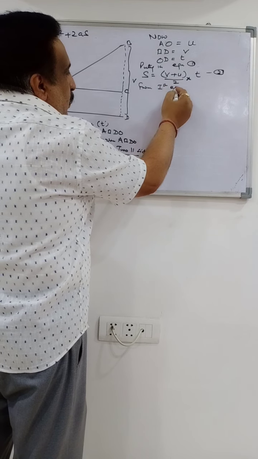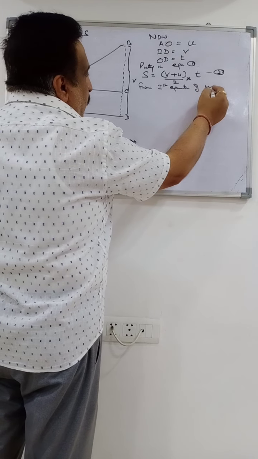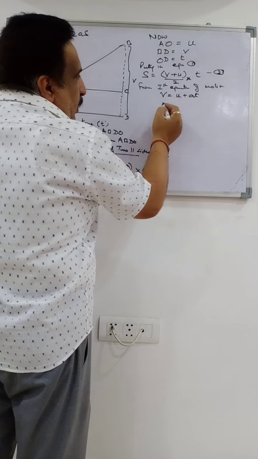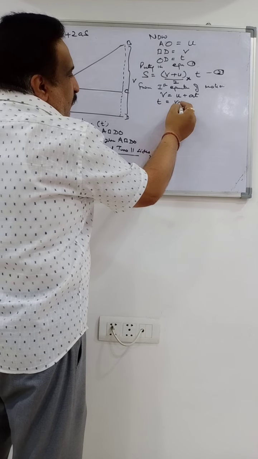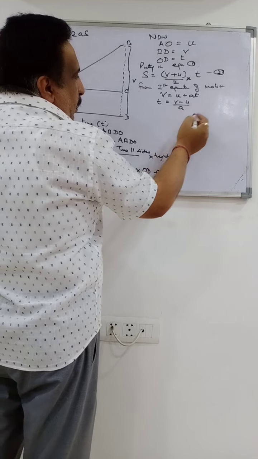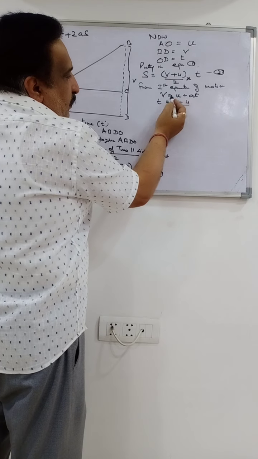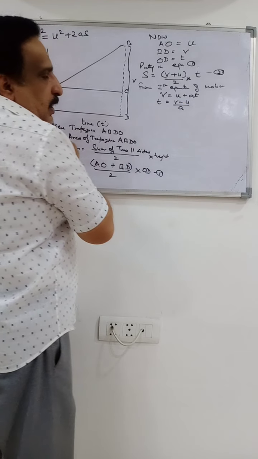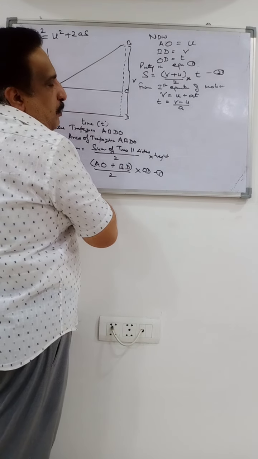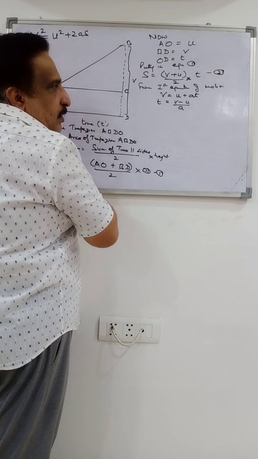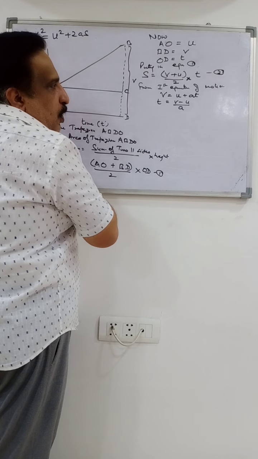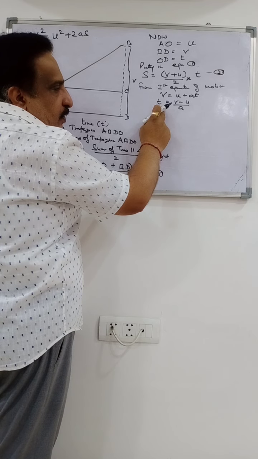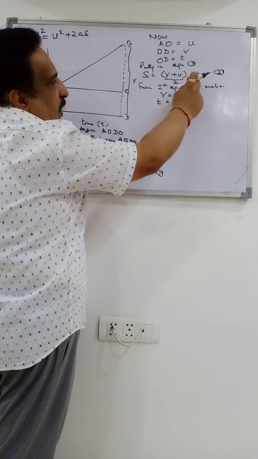From first equation of motion, what do you know? V is equal to U plus AT. Or what is T equal to? V minus U upon A. T is equal to, U यहाँ आ जाएगा, V minus U upon A. Is that clear? T is equal to V minus U upon A. It is the value of T. Now put this value of T here.